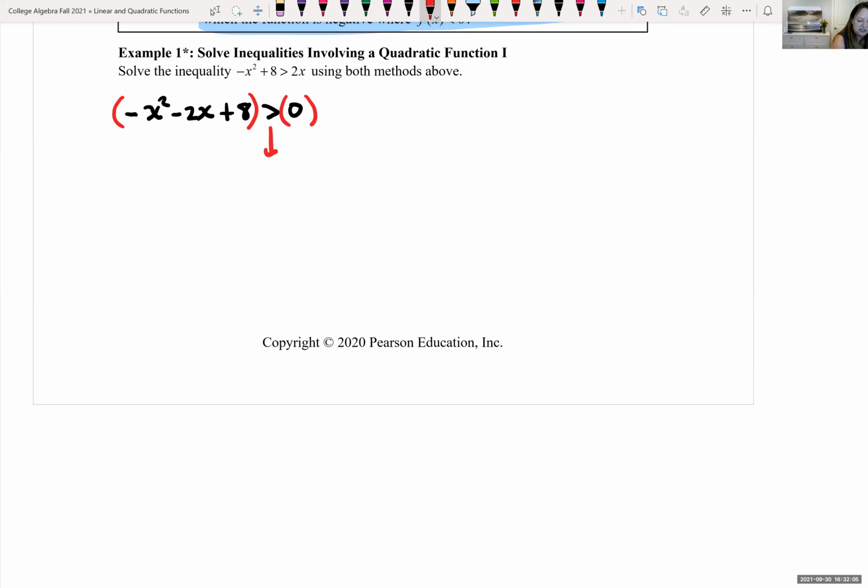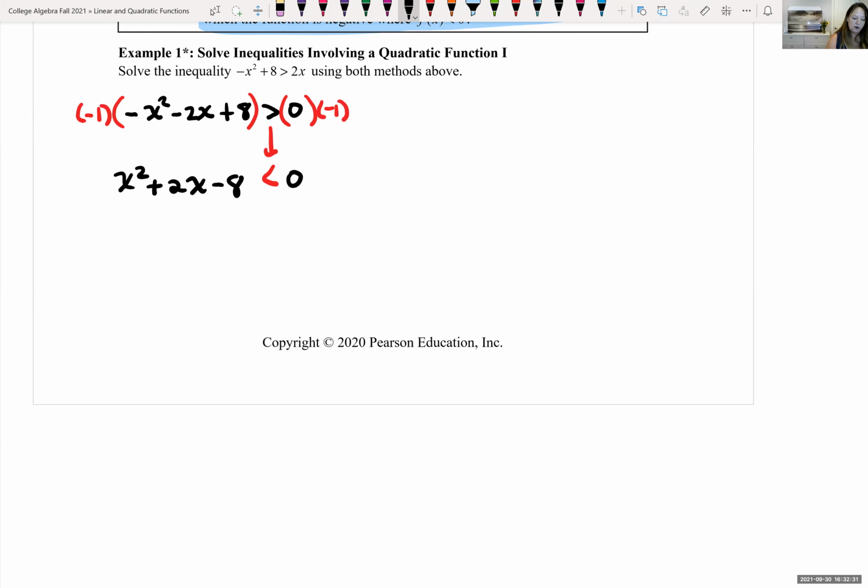So I'm going to change this because I'm going to multiply by a negative. So instead of greater than, this is now going to become a less than sign. So I'm multiplying through by -1. And so this is x squared plus 2x minus 8 is less than 0. I'm going to use the second method because that's normally how I teach this.